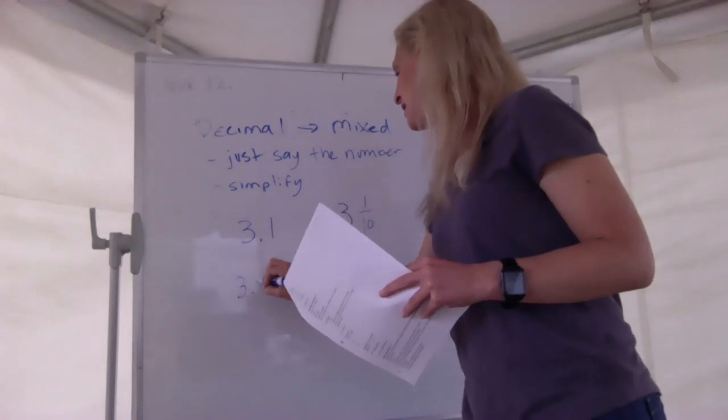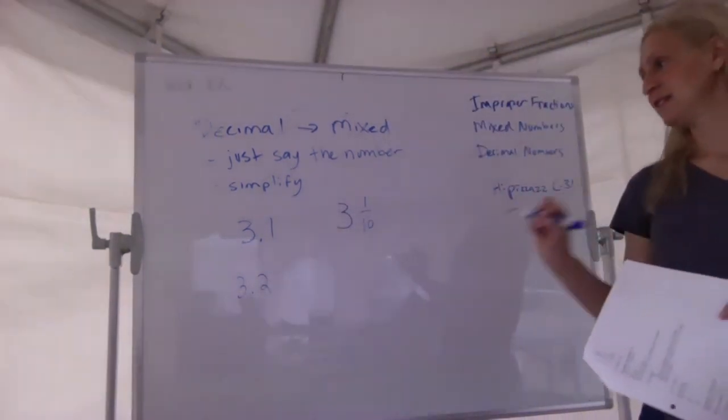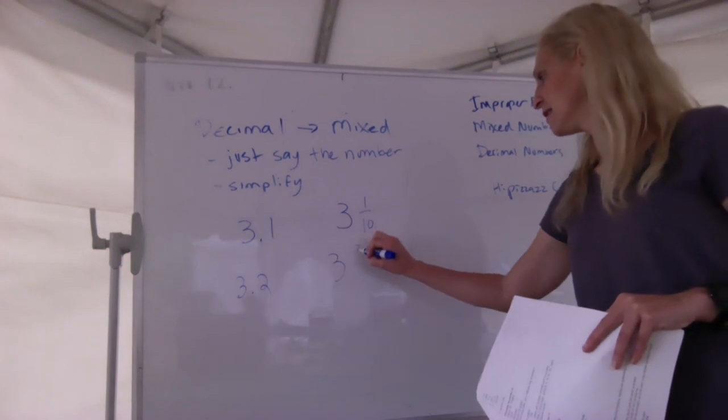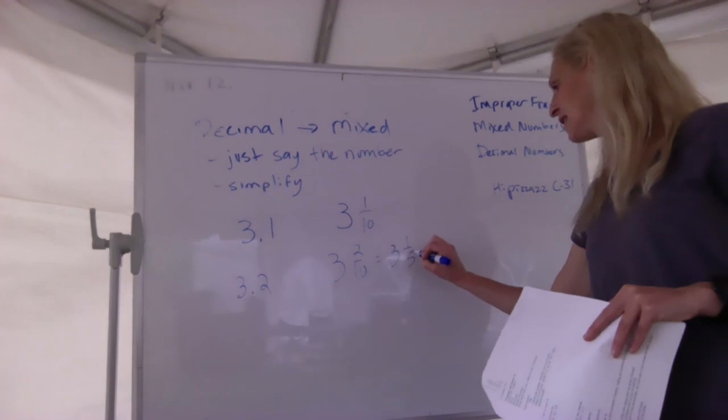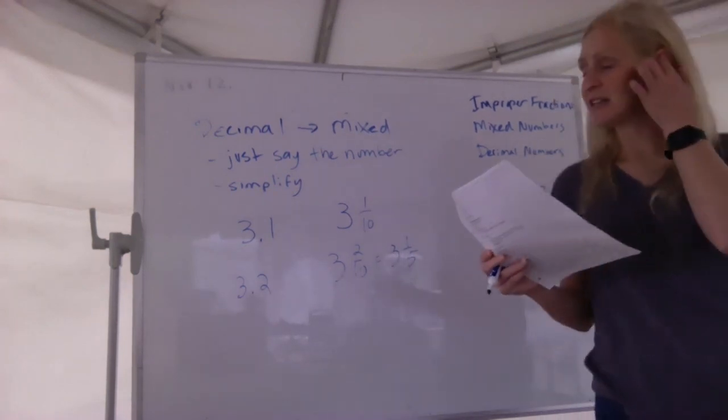What if it was this? 3 and 2/10. Okay, so it'd be 3 and 1/5. Good, 3 and 1/5. See how easy that is? So you just say it and then you simplify.